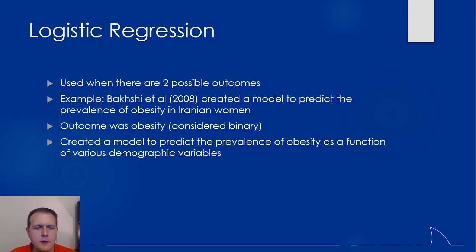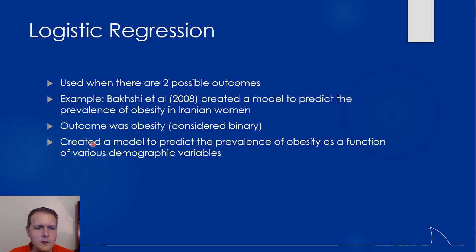So let's look at another type of regression here. This is going to be a logistic regression. And this is where we're going to be looking at two possible outcomes. So instead of having just one outcome variable, we're going to be looking at two of them here. And so there's a study done back in 2008 where they're trying to get a model to predict the prevalence of obesity in Iranian women. And so their outcome, obesity, was considered binary, right? So two possible outcomes, either yes or no.